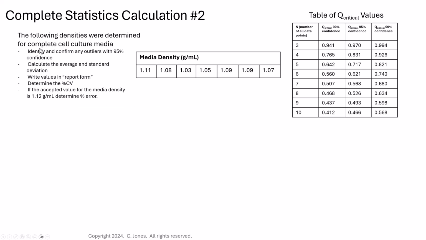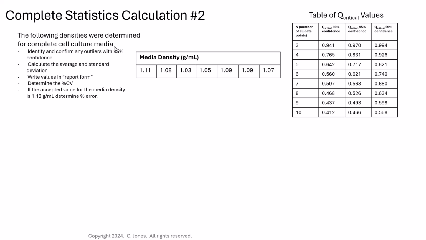Okay, so let's do another problem, right? Calculation number 2, sorry. The following densities were determined for complete cell culture media. So sometimes we have people determine the density of the cell culture media so that we know what volume to add or what mass to weigh out to get a certain volume when we put it into the bioreactor. So we determine the density because we can convert volume into mass, and that tells us how much to weigh to get a certain volume of media into the bioreactor. But to do that, we determine the density experimentally by just taking various volumes and weighing them and then calculating the density as grams per mil.